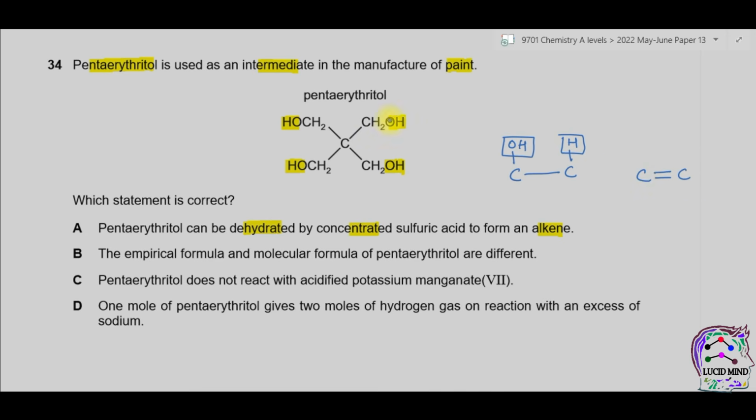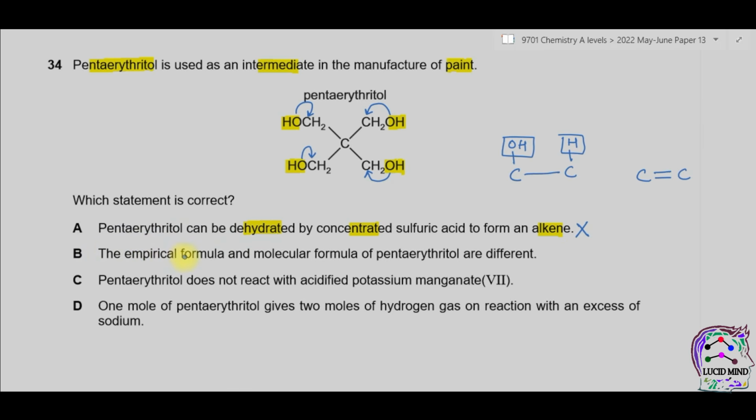So let's look at the structure. OH is attached to this carbon. And the adjacent carbon for this carbon is this one. So this carbon does not have any hydrogen atom. Similarly, this is adjacent to this carbon or this one. So OH cannot be removed because we do not have any adjacent hydrogen atom. So therefore dehydration will not occur.